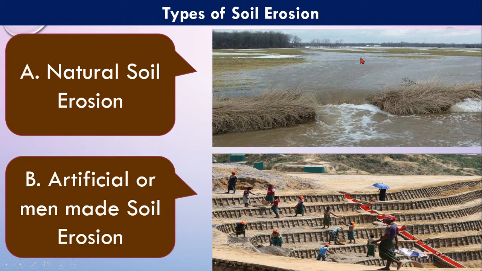If you have a look at this picture, water flows from one place to another, like a flood. That is why it's called natural soil erosion. And then artificial or man-made soil erosion. In this world, human beings move soil from one place to another for different reasons, for the betterment of their life. In this picture, they showed people digging soil to make a house or something like that. This is called soil erosion, because the soil moved from one place to another and then was eroded. That is why it is called artificial or man-made soil erosion.